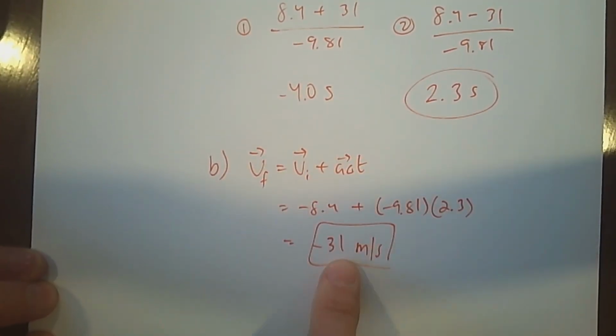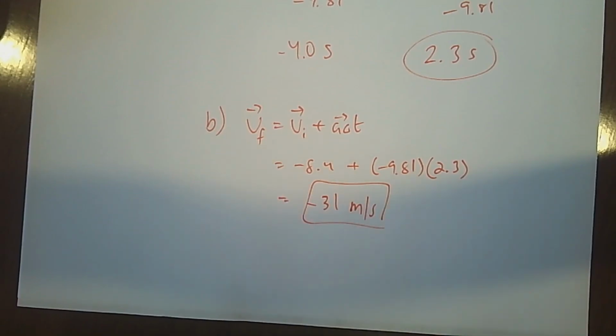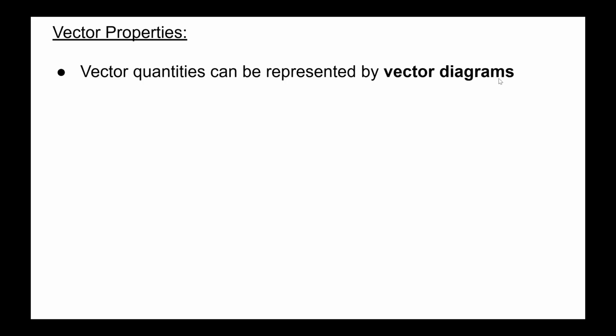And I should note that it makes sense to have a negative value as my final velocity because this rock is traveling down. All right, we're going to move on to talking about vector properties.